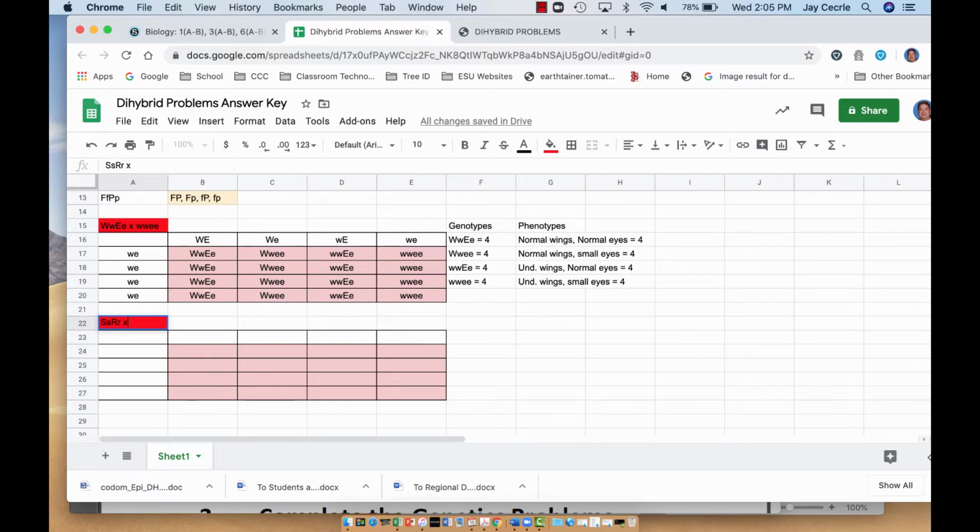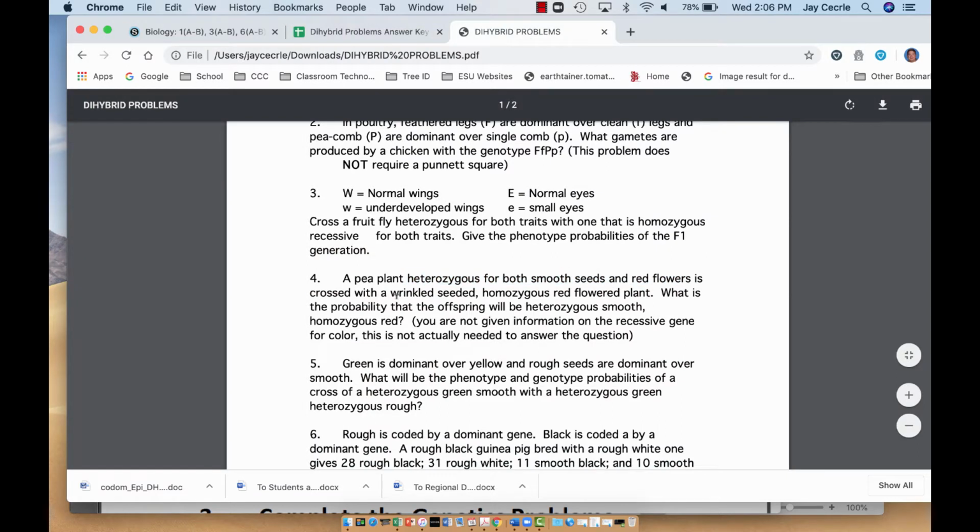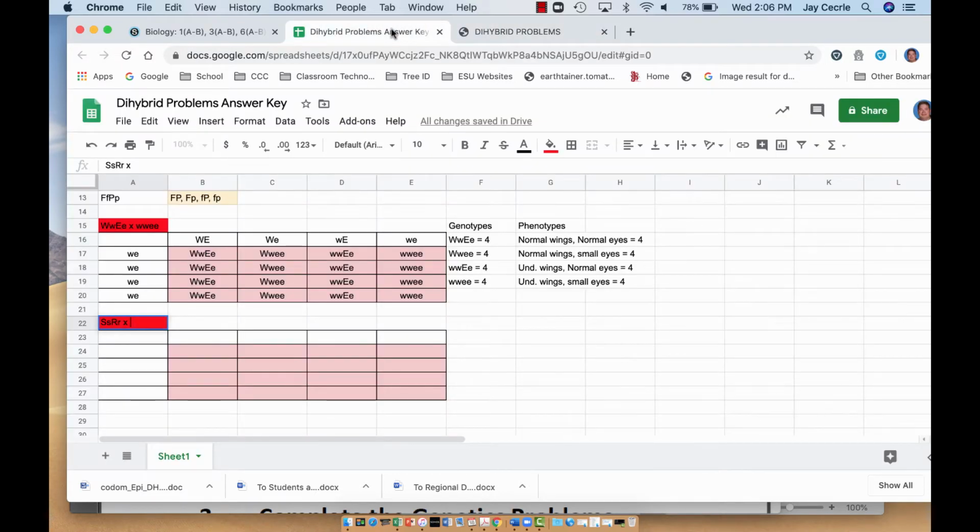And I'm going to put an X in for cross. And then the other one, it says wrinkled, which would be the opposite of smooth. So that must be 2 lowercase letters. And then homozygous red, since it's homozygous, it means the same. Red was a capital R. So it's going to end up looking like this: lowercase, lowercase, capital, capital.